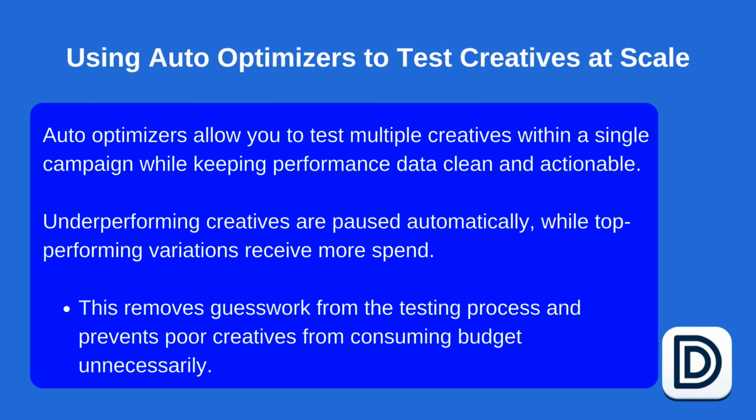Now, remember, you can use auto optimizers to test creative at scale. Auto optimizers allow you to test multiple creatives with a single campaign while keeping performance data clean and actionable. Underperforming creatives are going to be paused automatically, while top-performing variations receive more spend. This removes the guesswork from the testing process and prevents poor ads from consuming budget unnecessarily.